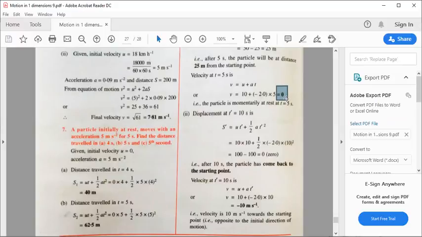Now what happens after 5 seconds? At 5 seconds it is stopping. And after 10 seconds, the particle has come back to the starting point, because if you notice the displacement has become 0. When displacement has become 0, what do we say? The particle has reached its starting position. So again it is coming back to the starting position. Whenever we get displacement as 0, the particle is coming back to the starting position. So now what will be the velocity? The velocity will be negative because now it is moving towards the starting point. I hope you understood.